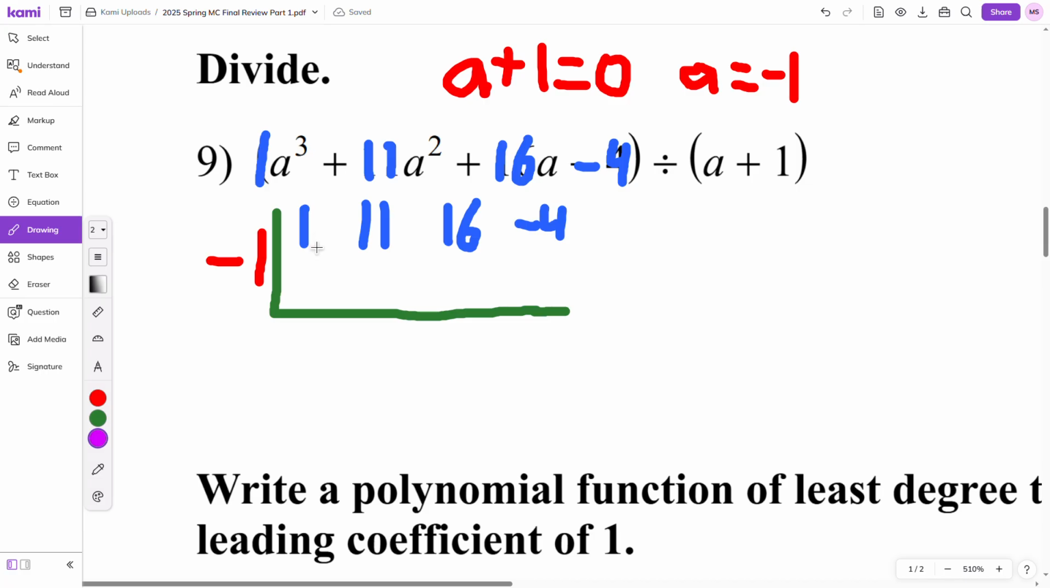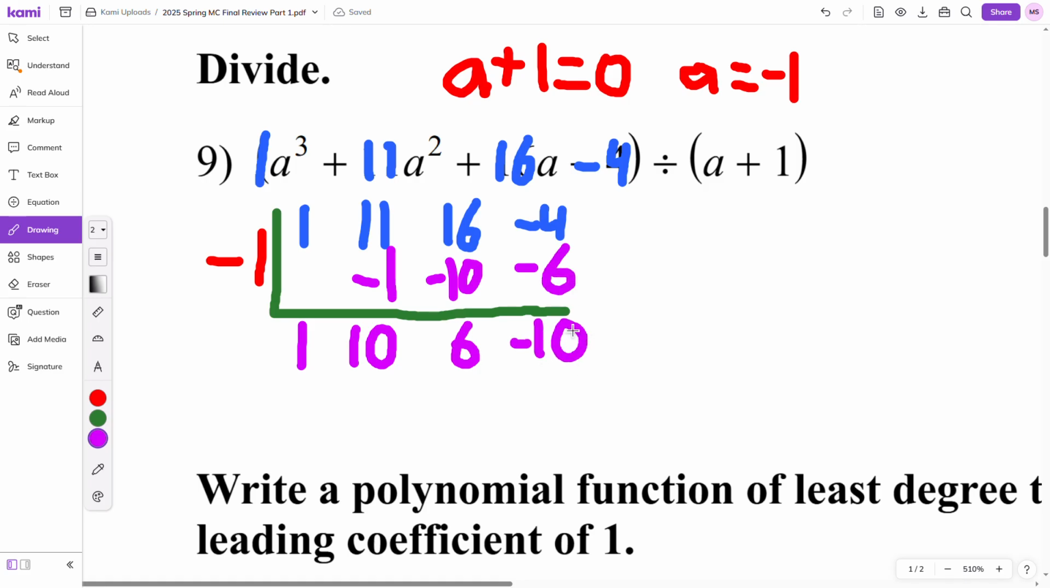And now we do the method for synthetic division. The first term you just add down. So 1 plus nothing is 1. Then you multiply by that -1, or whatever that number is that's in that position, which gives you -1. Add that together and you get 10. Multiply by -1 again, you get -10. Add that together and you get 6. Multiply that by -1, you get -6. Add that together and you get -10. And that is not so pretty.